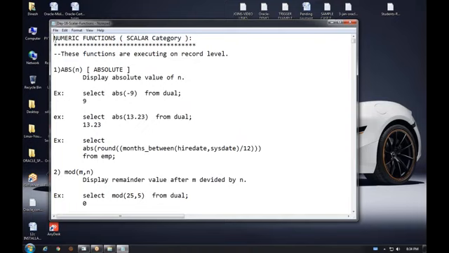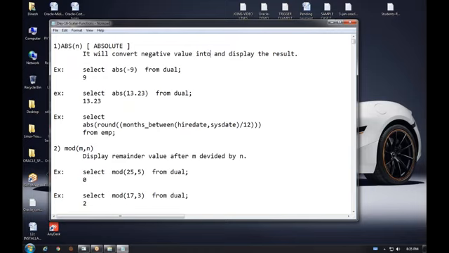Now, what are the scalar functions? On numeric data, ABS. ABS means absolute. It will convert a negative value into a positive value and display the result. Suppose you are giving a negative value, that is converted into a positive value, and finally the result is displayed.